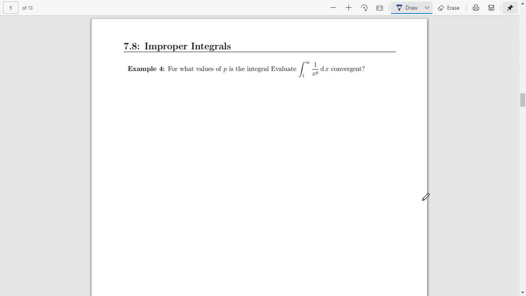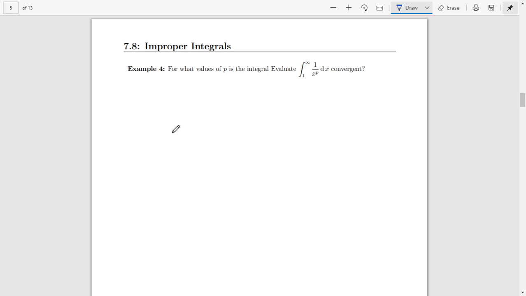In this video, we'll look at a special type of improper integral. This is really very important, and I'm making this video just for this, so you may want to download it and keep it somewhere, or make a note of this. We are asked for the values of p for which this integral is convergent.